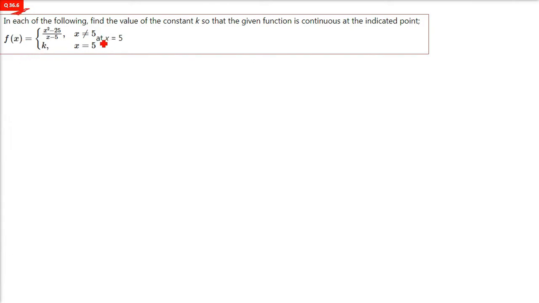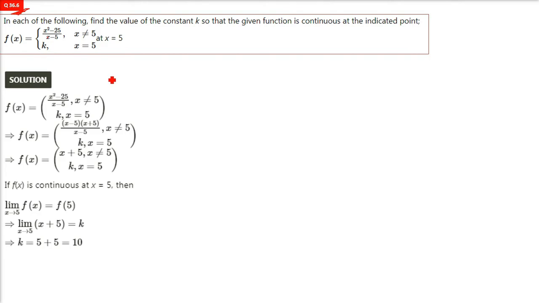Now this one also works the same way. In each of the following, find the value of the constant k so that the given function is continuous at the indicated point. So you don't need to go through the LHL and RHL. Why? Because x square minus 25 can be written as x square minus 5 square, which is x minus 5 times x plus 5, and x minus 5 gets cancelled. So I will directly use the limit rather than going for the left hand limit and right hand limit.